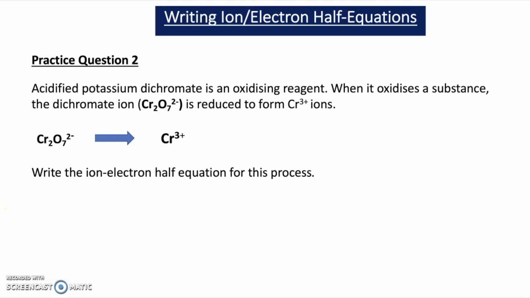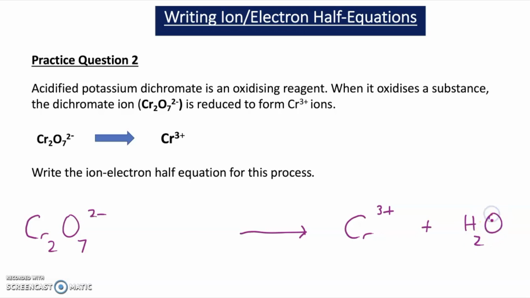Now for question 2, you have to write the ion electron half equation for the reduction of the dichromate ion Cr2O7 2-. Now when that acts as an oxidizing agent, it's reduced to Cr3+, and in all of these we have water as the other product. So I'm going to write down the H2O here. Now when the dichromate ion oxidizes a substance, it is itself reduced, so it's going to gain H plus and it's going to gain electrons.